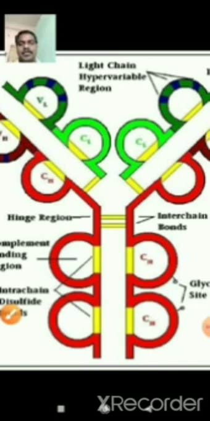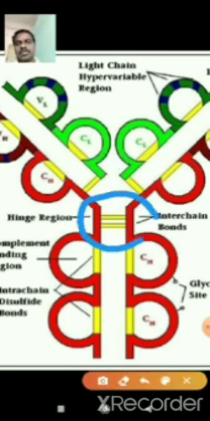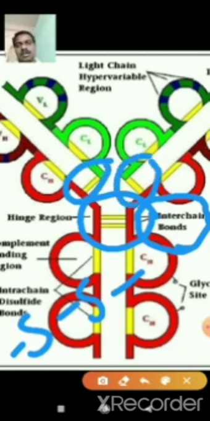Mainly the light chain is bound to the heavy chain with disulfide bonds, and the two heavy chains are bound with disulfide bonds, called interchain bonds. Between the light and heavy chain the intra-chain bonds are present, but between the heavy chains the interchain bonds are present. So this type of bonds are present.